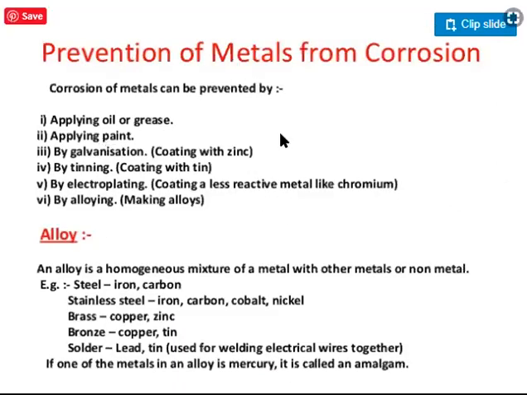How can we prevent metals from corrosion? By applying oil or grease on them, by applying paint on their surface, by galvanization, that means coating them with zinc metal, by tinning, that means coating them with tin metal, by electroplating, by coating a less reactive metal like chromium on their surface, or by alloying, that means making their alloy. Now, a new word is there: alloy. What is an alloy? An alloy is a homogeneous mixture of a metal with another metal or a non-metal.